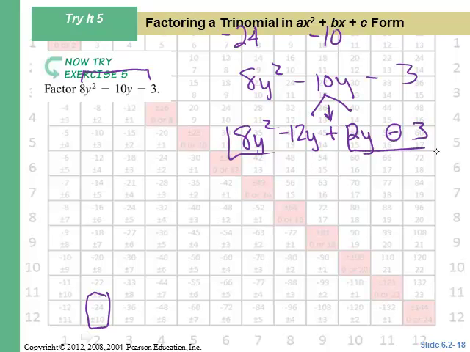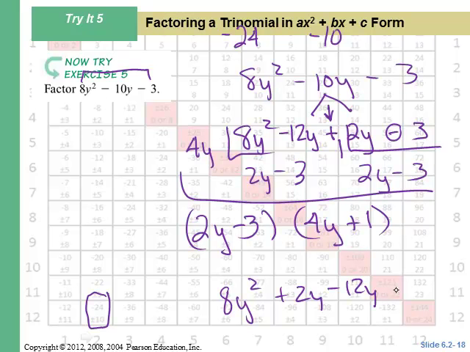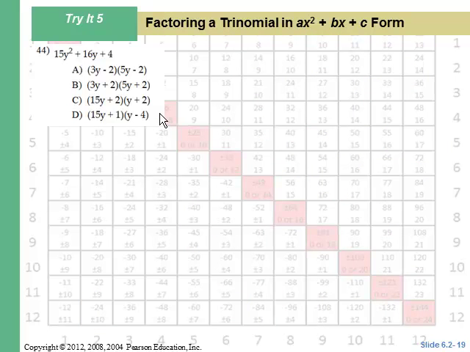So let's factor it. We can take a 4y out of the first two, and we're left with 2y minus 3. We can only take a 1 out of the second two, and we're left with 2y minus 3. So our factored form is 2y minus 3, 4y plus 1. And when we multiply those two together, we get 8y squared plus 2y minus 12y minus 3, which is 8y squared minus 10y minus 3. Okay.